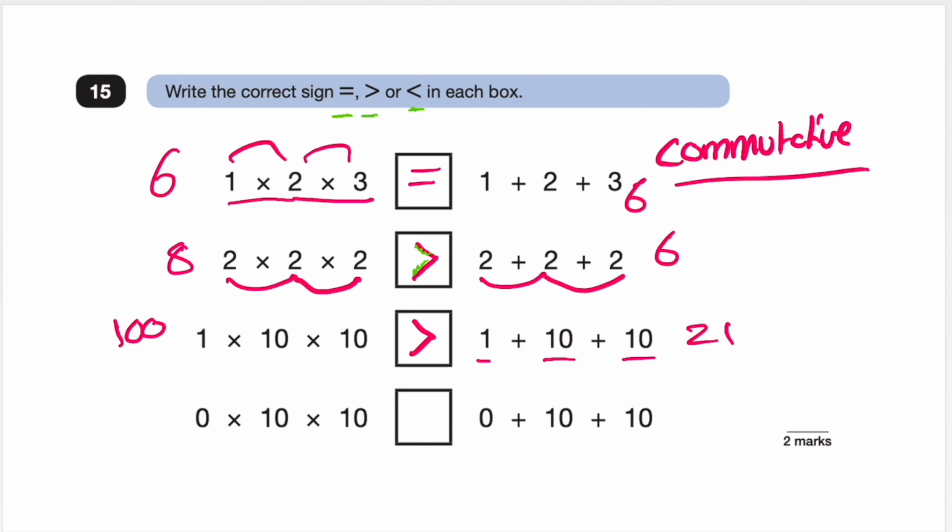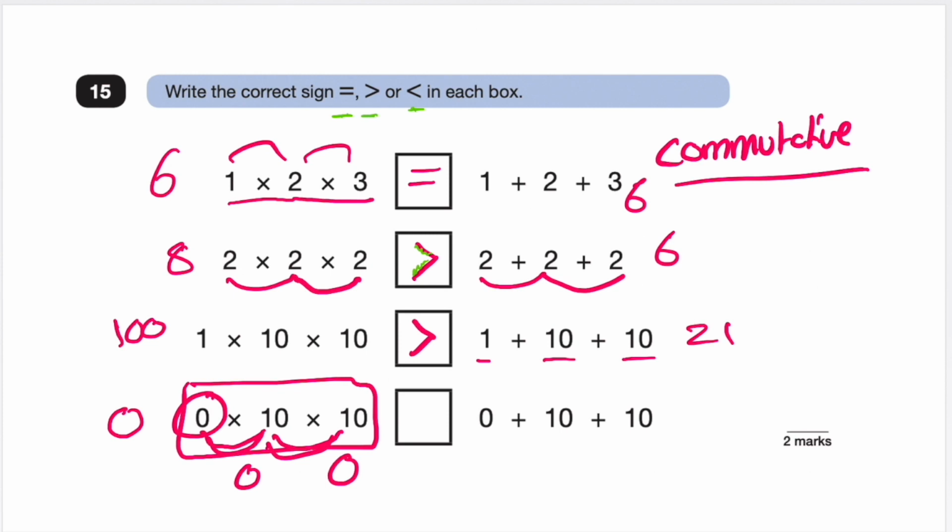Oh, this one is going to trick people because look, we have a 0. So 0 times 10 is 0, times 10 is also 0. So this side has a total value of 0. That's going to catch people out because I imagine some people are going to do 0 times 10 is 0, but then they'll do 10 times 10 is 100. Remember, this whole question is being multiplied by the 0. Anything multiplied by a 0 is 0.